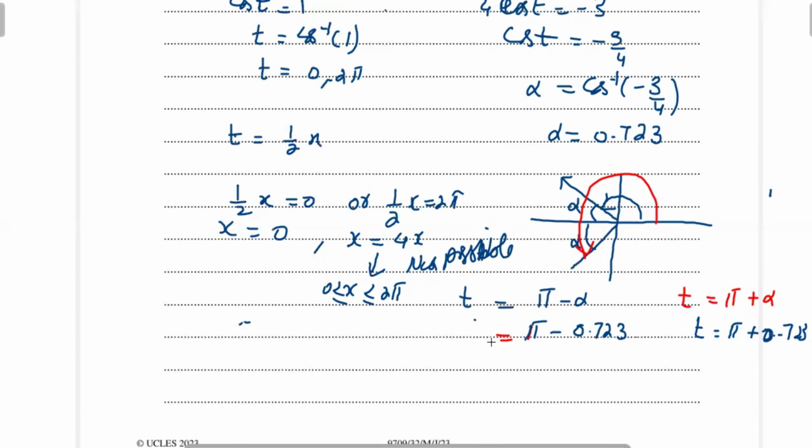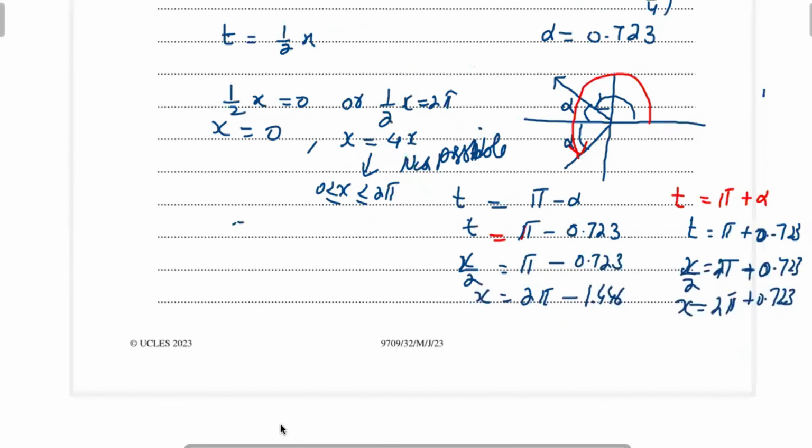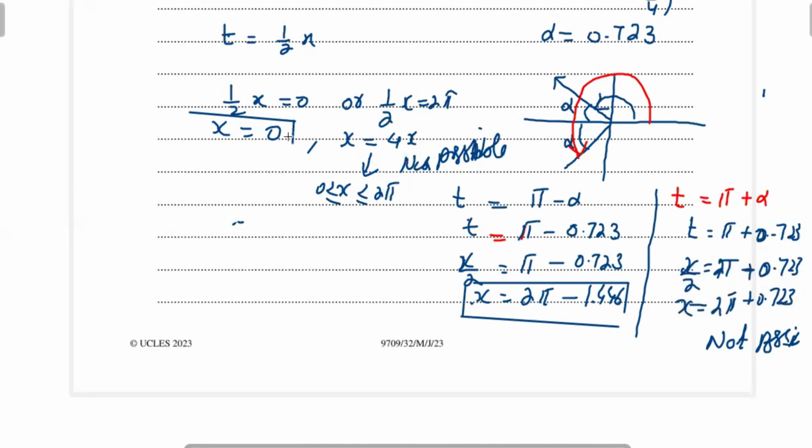Now we put the value of t in the second value. You see here, 1 over 2x equal to pi minus 0.723. Now we can write it x equal to 2 pi minus 1.446, and second is 1 over 2x equal to pi plus 0.723. Now we can write it as x equal to 2 pi plus 1.446. And this value is also out of range, so this is not possible. Now we can write it here as not possible. And this value x equal to 2 pi minus 1.446, and x equal to 0, and this is the answer.